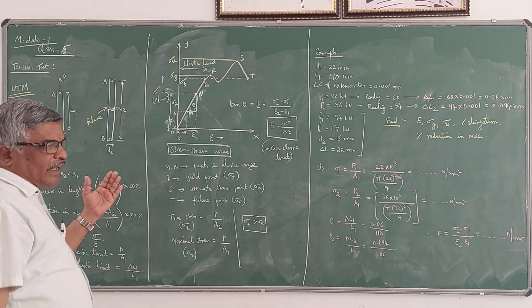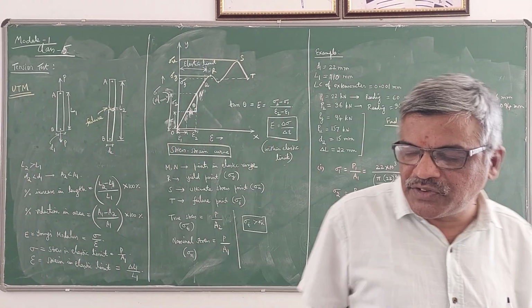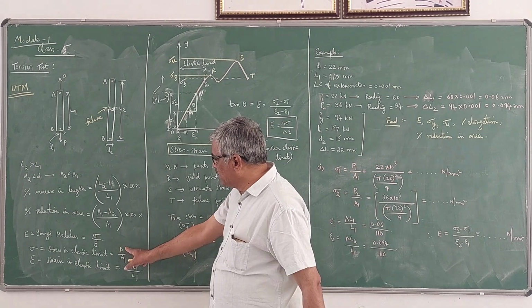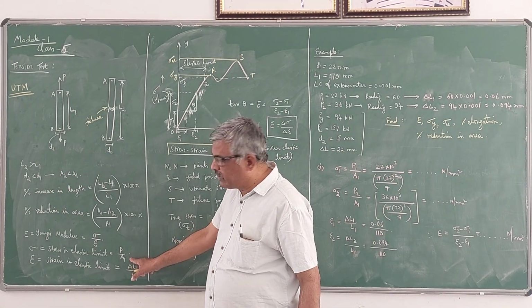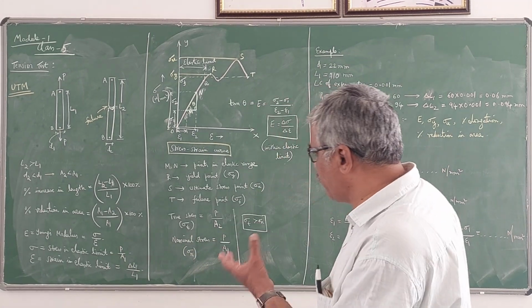And go on calculating the stress and strain values at those load values. So stress is given by P by A1. So you know the value of P. A1 is the initial area. You can tabulate the stress values for a particular load value.